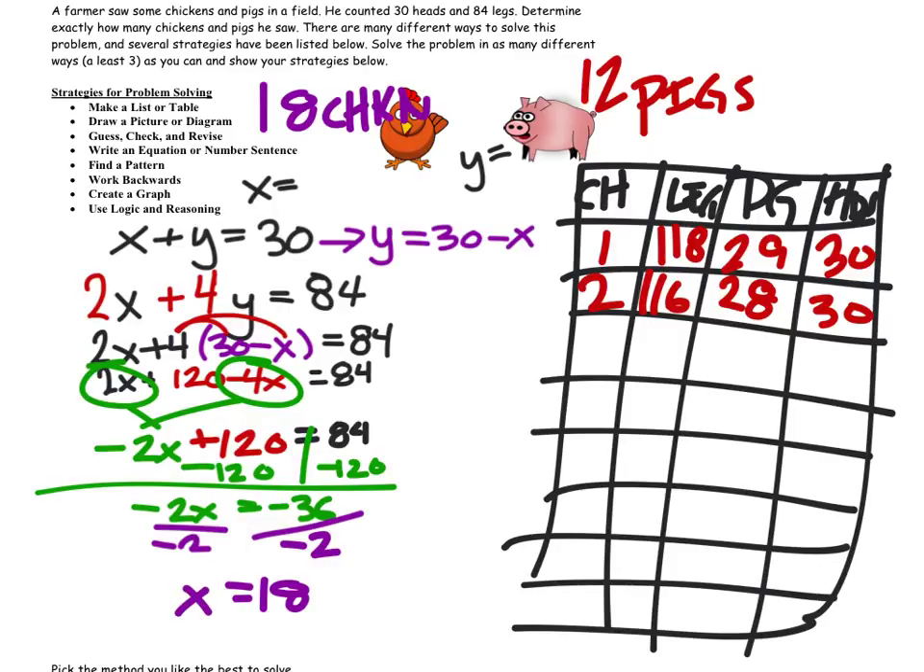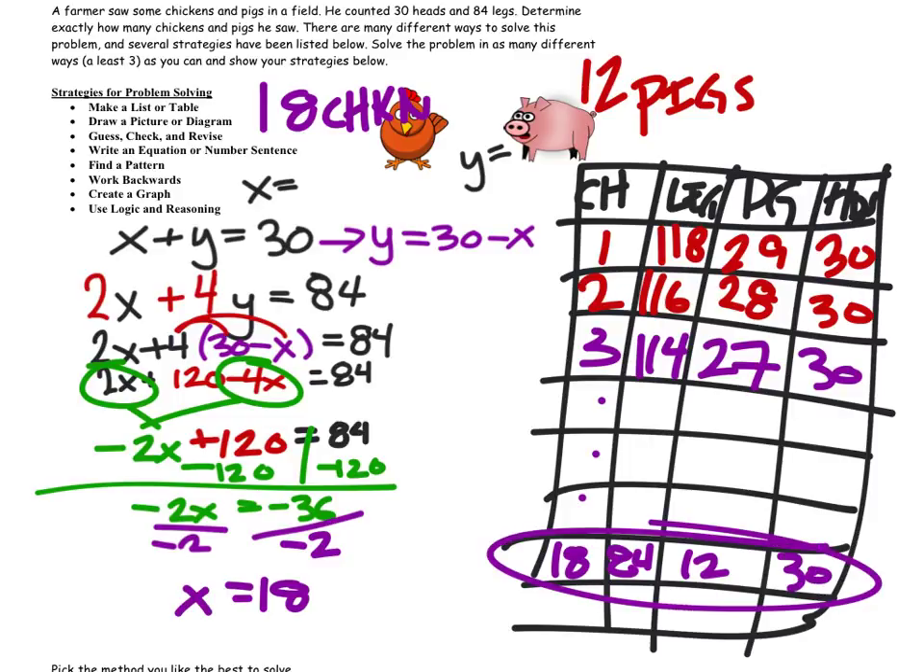All right, well, what about if I said that there were 3 chickens? Then I would need 27 pigs. Again, that's 30 heads. That's good. But now I have 114 legs. So we would continue this pattern until we got 84 legs, which would be with 18 chickens and 12 pigs. That would give us 30 heads. This one satisfies all of them.